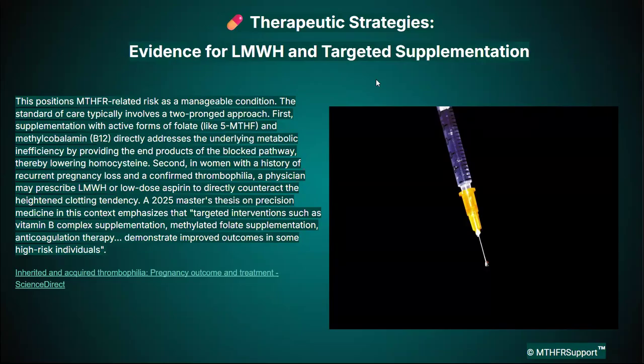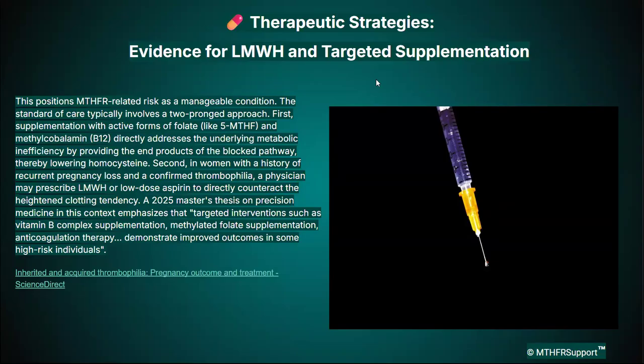The standard of care typically involves a two-pronged approach. First, supplementation with active forms of folate like 5-MTHF and methylcobalamin. This directly addresses the underlying metabolic inefficiency by providing the end products of the blocked pathway, thereby lowering homocysteine.